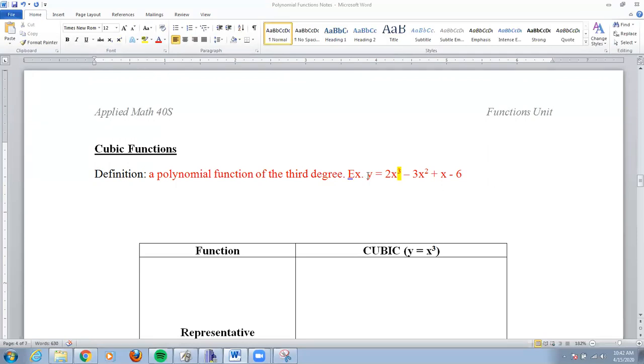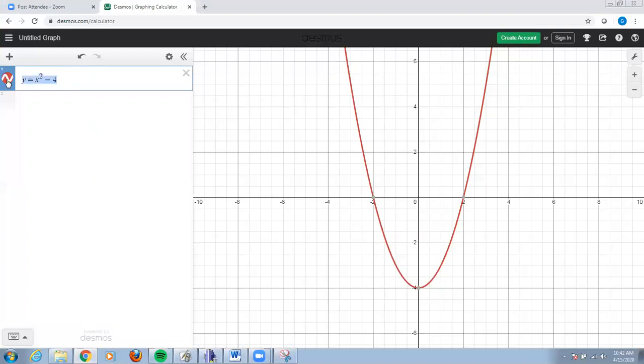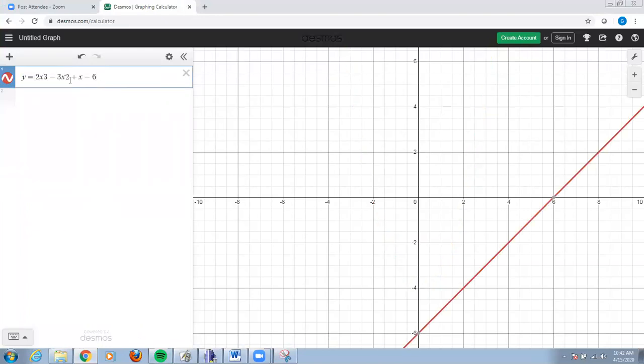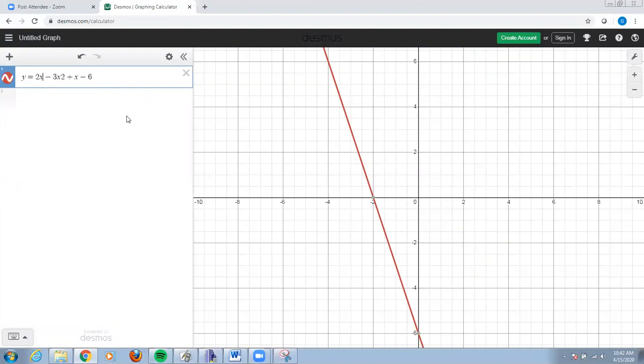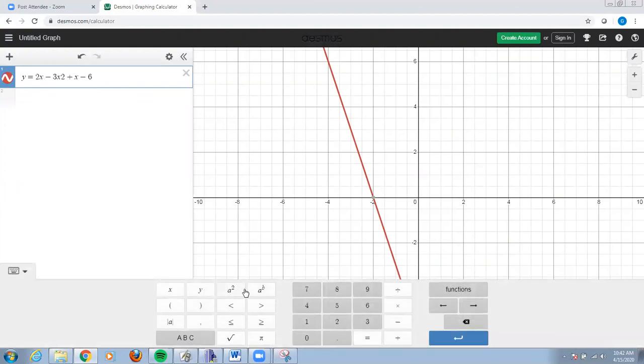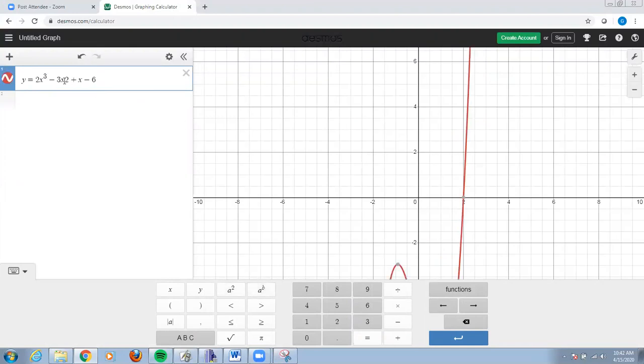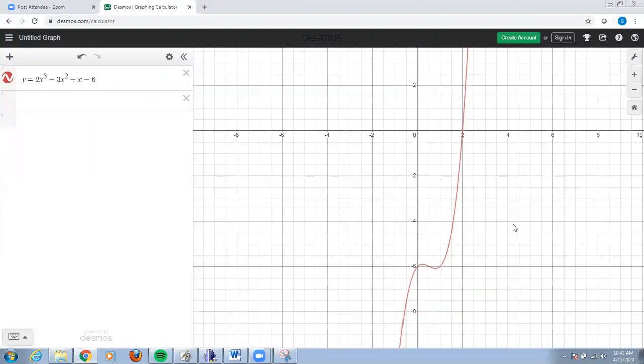Okay, well, I think we're going to look at this and see what graph this would look like in Desmos. So I'm just going to copy that. And we will paste it. And we'll have to go in here. Okay, so what you want to do to the power of anything more than 2, you go a to the b, so you go 3, and then minus 3x squared. Whoops. Okay, there we go.